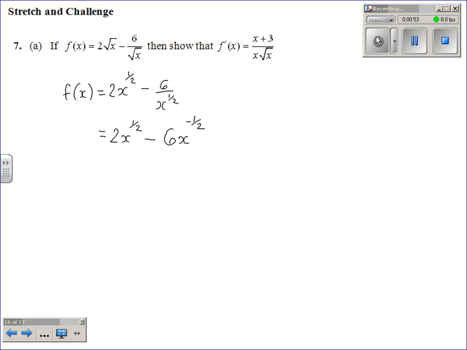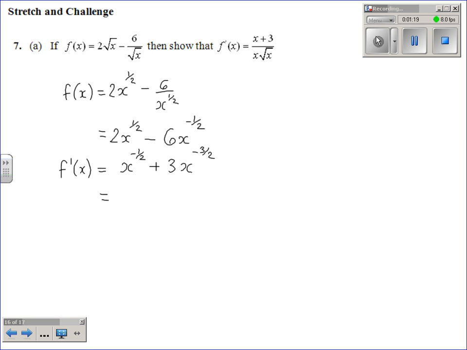Right, at this point we're ready to differentiate, so f dash of x equals times the powers, so 2 times a half is 1 x, and you differentiate, so you decrease the power, so you've got minus a half. On the second term you've got negative 6 times negative a half, so it's plus 3, and we've got the x, and you're decreasing by 1, so negative a half minus 1 is negative 3 over 2.